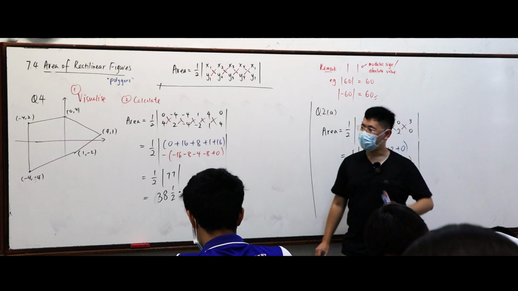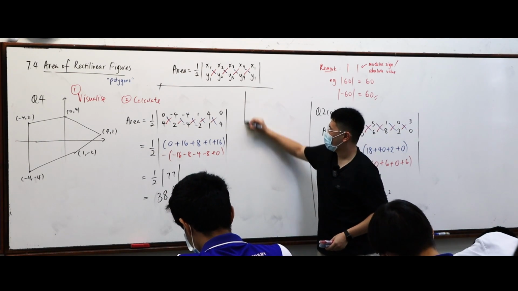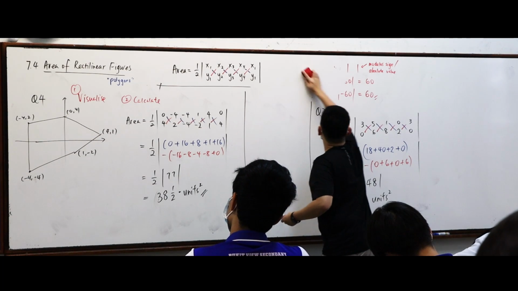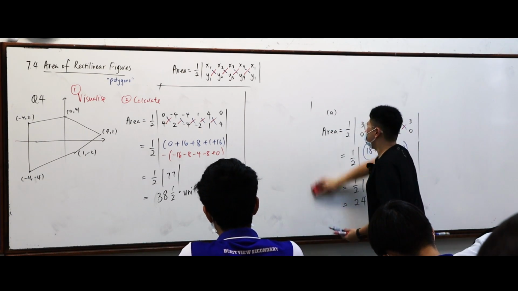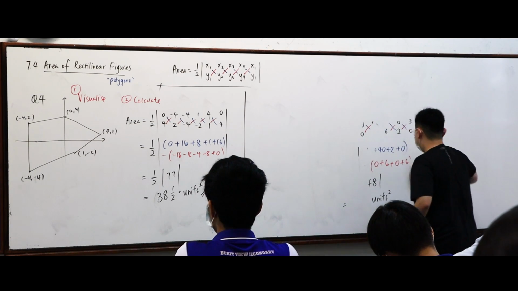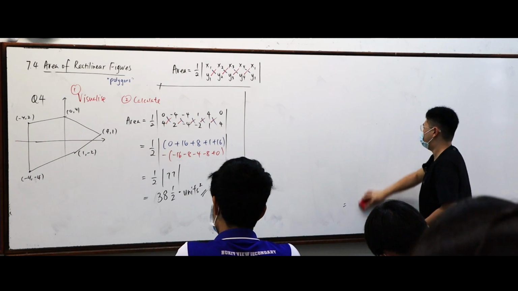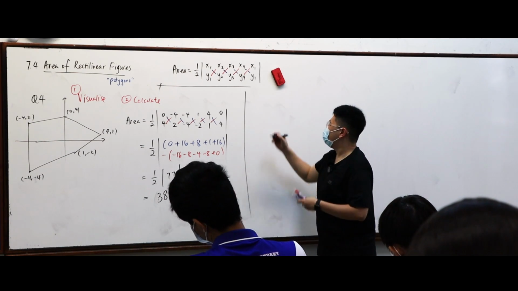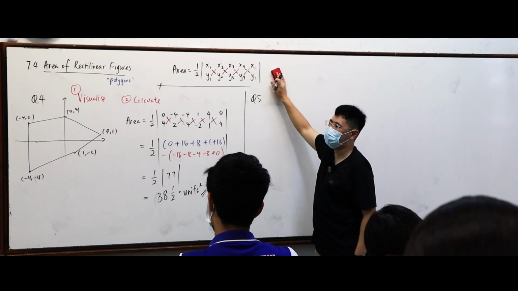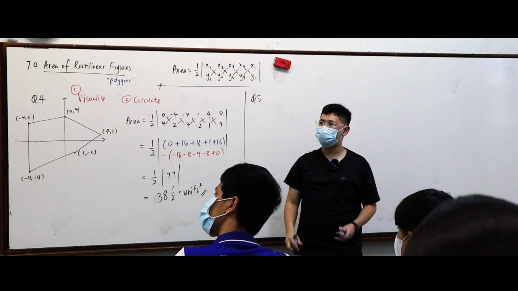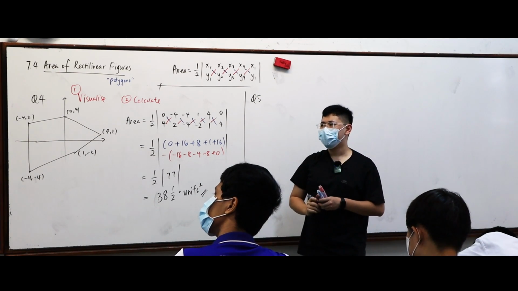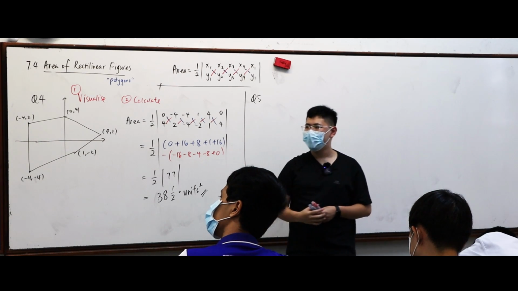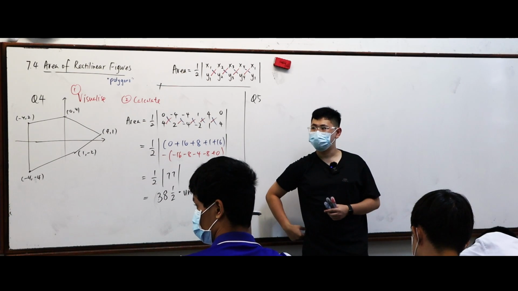Okay, last example of the day. The lastest example of the day. Question 5. After this, we are ready for war with chapter 7. Alright, so question 5. We have a quadrilateral PQRS with vertices, that one. So find the area of PQRS in terms of t, where t is more than 0.